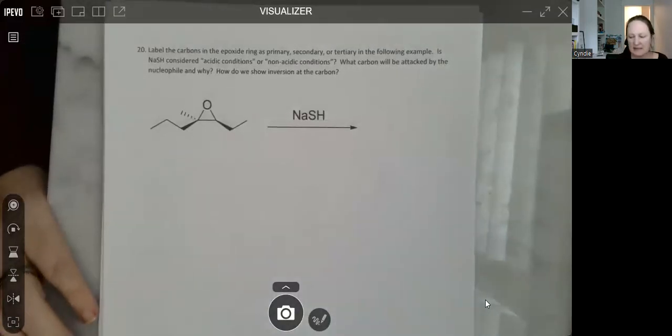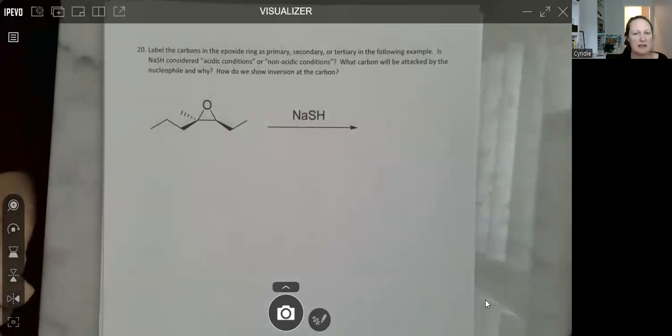All right, number 20: label the carbons in the epoxide ring as primary, secondary, or tertiary in the following example. Is NaSH, or sodium thiol, considered acidic conditions or non-acidic conditions? What carbon will be attacked by the nucleophile and why? How do we show inversion at that carbon?